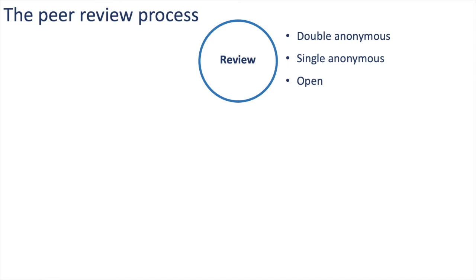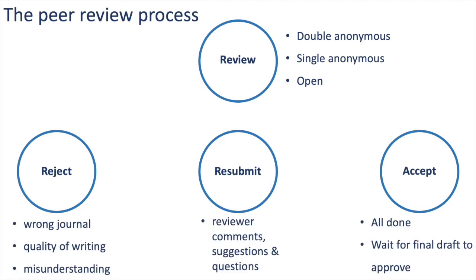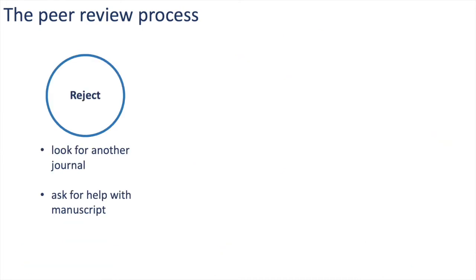Once your manuscript has been reviewed in whatever format the journal prefers, there are three outcomes. It could be a rejection, a resubmit, or an accept. So what do you do depending on the outcome of your review? If it is a rejection, it is highly likely that you just picked the wrong journal. It wasn't quite the right fit.